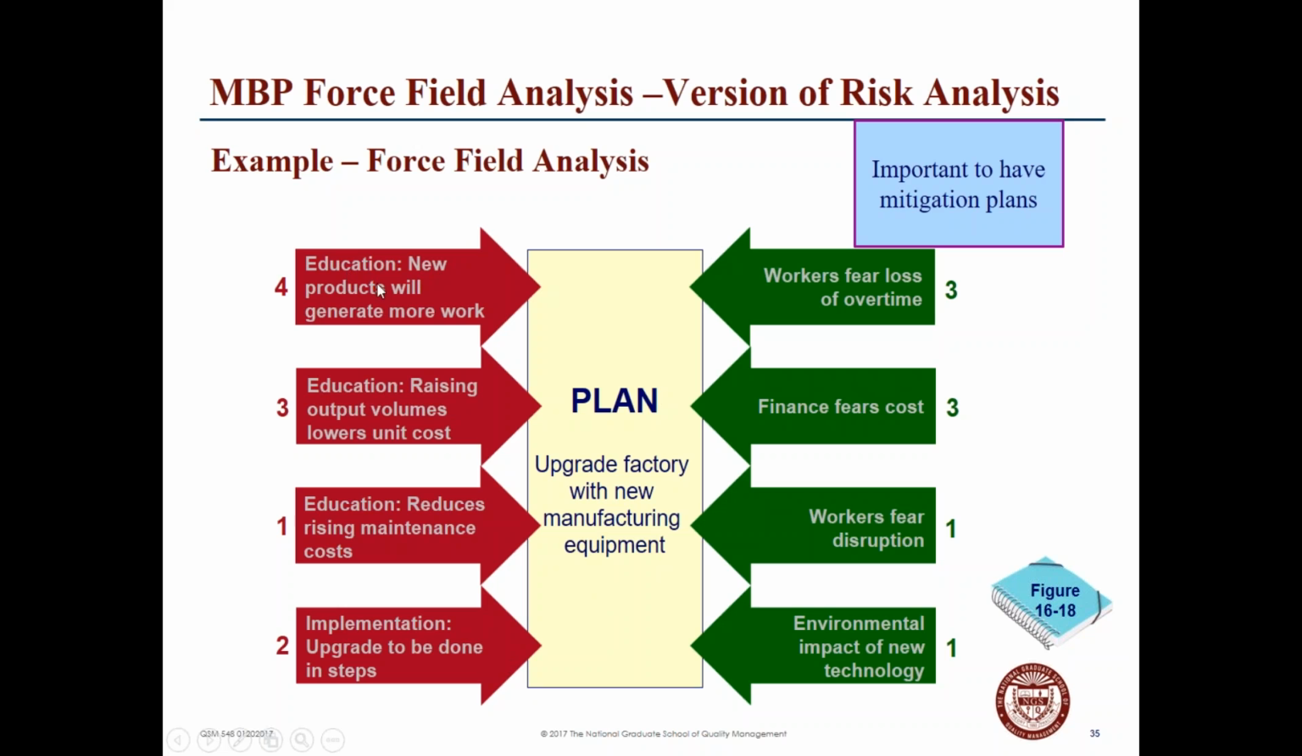So with education, new products will generate more work. And the value on that is usually on a scale of 1 to 5. So with the force field analysis, the amount of expectation that more work will be generated is high. It's thought it will be high. On the opposite side is this fear of workers' loss of overtime because of efficiencies, which isn't as strong.